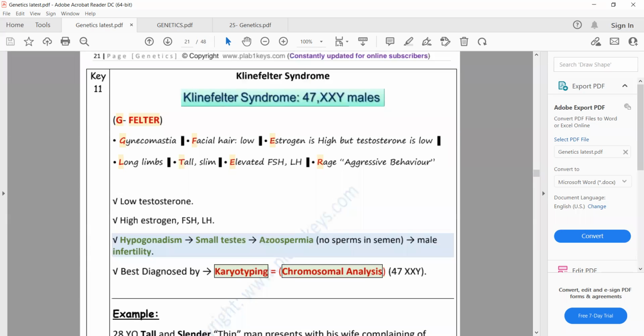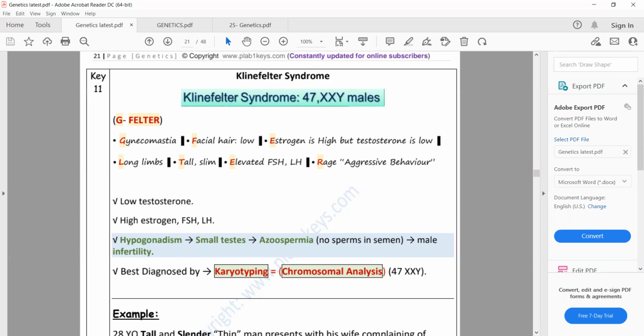Now our next topic is Klinefelter syndrome. Turner syndrome was when an X chromosome was missing, and that was a female. While in Klinefelter syndrome, a male has an extra X chromosome, so XXY. What will happen due to this extra chromosome? The male will have gynecomastia and low facial hair.